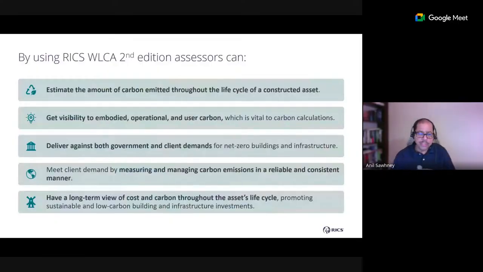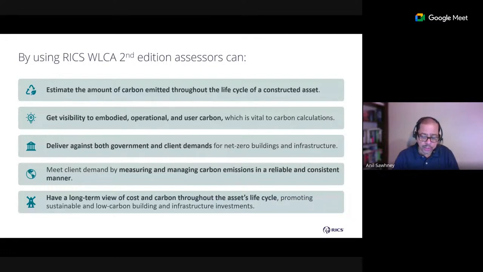So the WLCA standard, the second edition. As we saw the benefits of WLCA, now you can see it more clearly. You can use our standard, which is basically a technical methodology, to estimate the amount of carbon emitted throughout the life cycle of your constructed asset. It can be a building or it can be an infrastructure. Our standard gives you visibility to embodied carbon, operational carbon, user carbon, and also biogenic carbon, as I was mentioning yesterday.